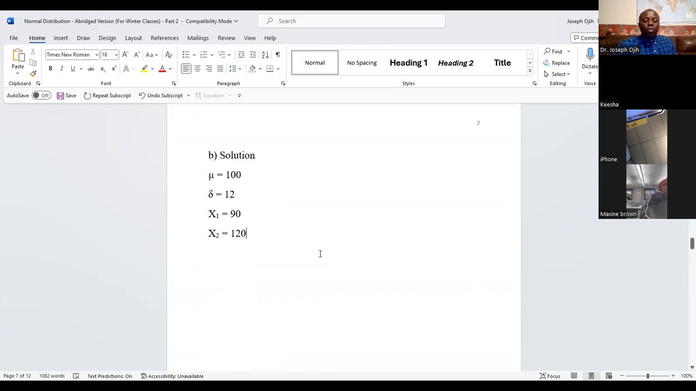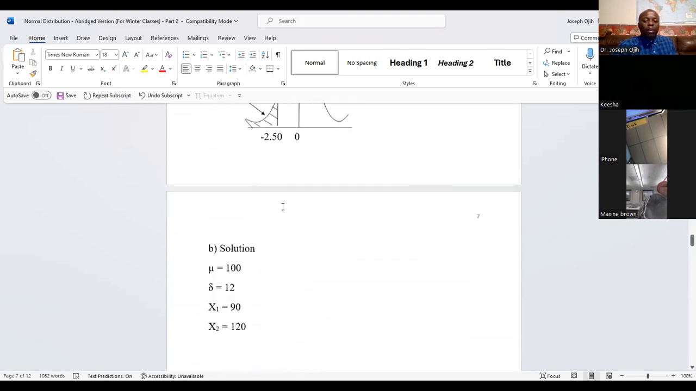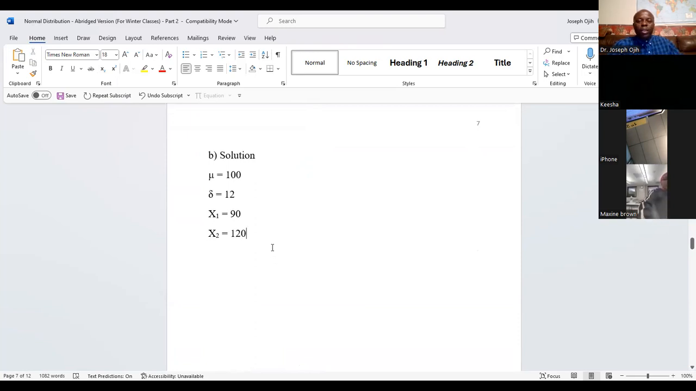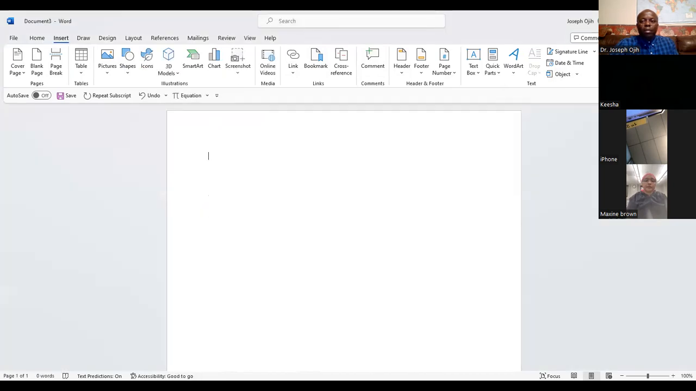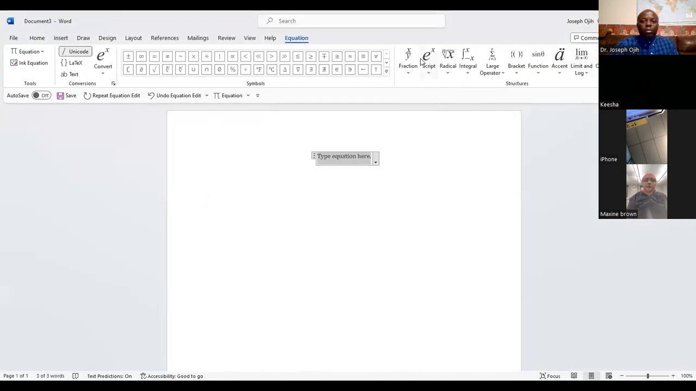Now let's find Z1. This place will not allow me to write the formula, so I'm going to get it from the other workbook. Z1 will be X1 minus mean over standard deviation. So I'm going to put the formula from the other workbook that we have here, and move this a little bit higher or down.